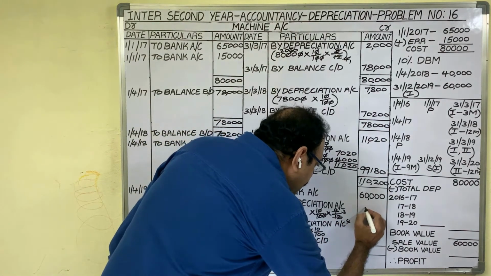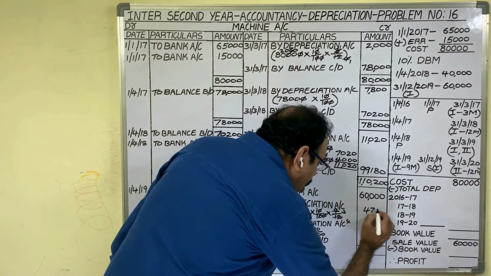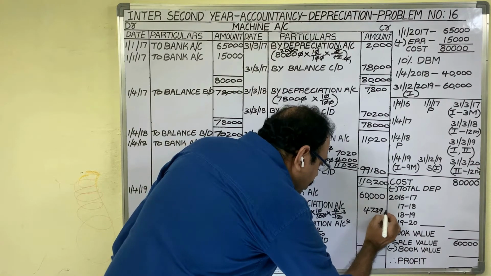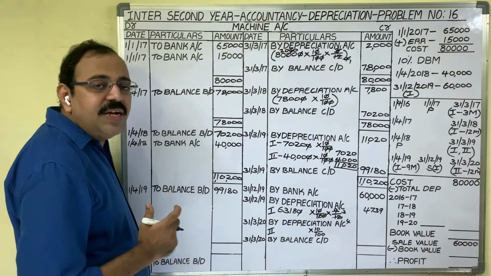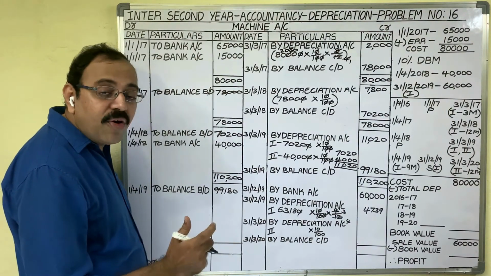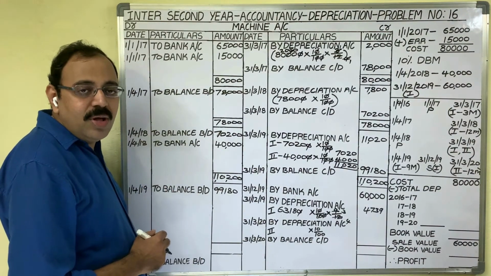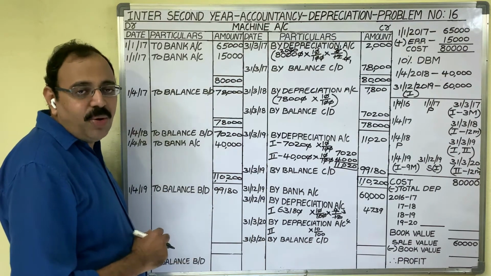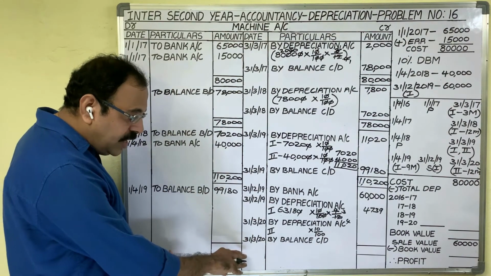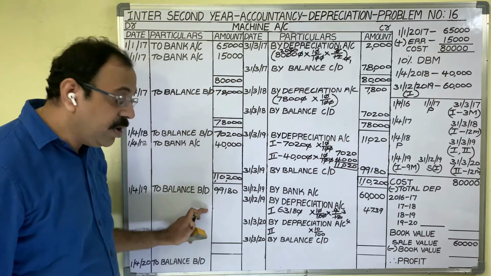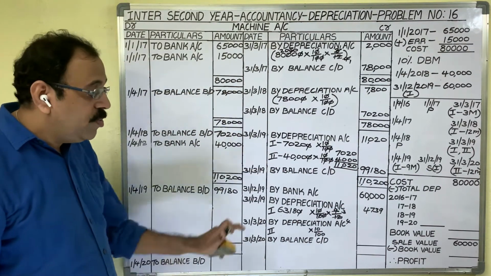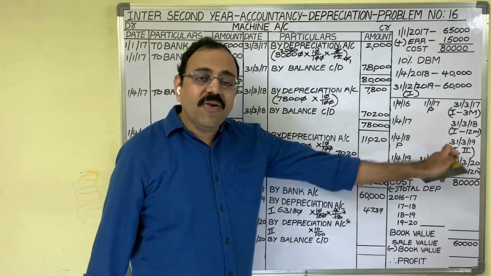4739 is the depreciation on the first asset in the fourth year for 9 months. When an asset is sold, we get either profit or loss on that sale. That we should calculate in working notes. Leave some space and write down the heading. Working notes below this problem we have to do. Heading is profit or loss on sale of asset.